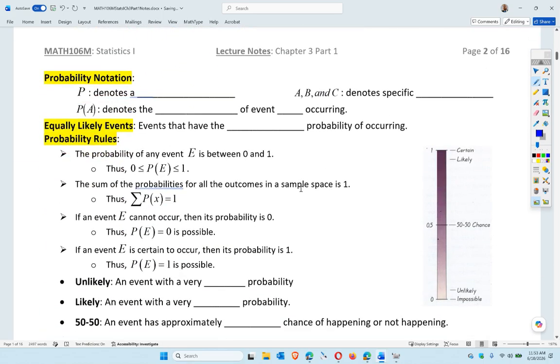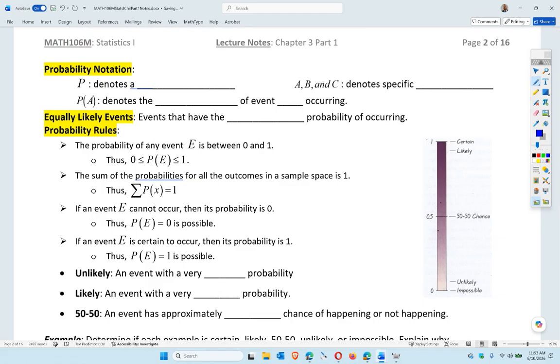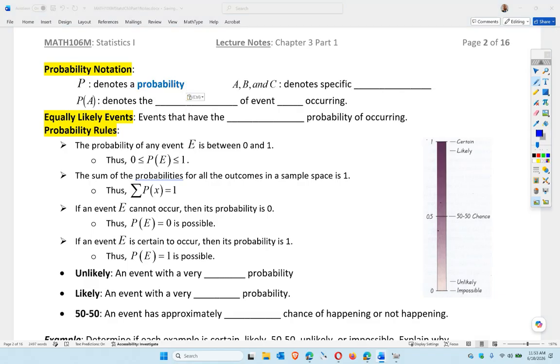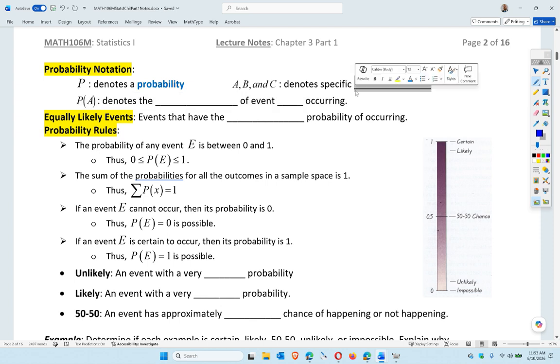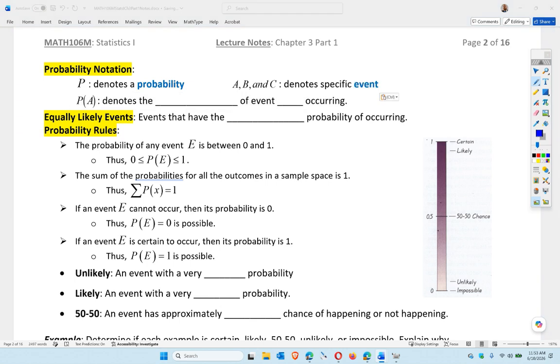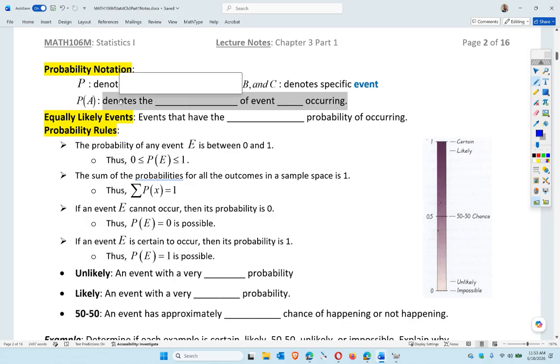Okay, so basic notation: the uppercase P denotes a probability, right? Any other letter, A, B, and C, those are the events. Typically, you can write those as words also. Just don't use P. You'll see a lot of times I'll use whole words for those. So if I say P of A, that denotes the probability of A occurring, is essentially what I'm saying there.